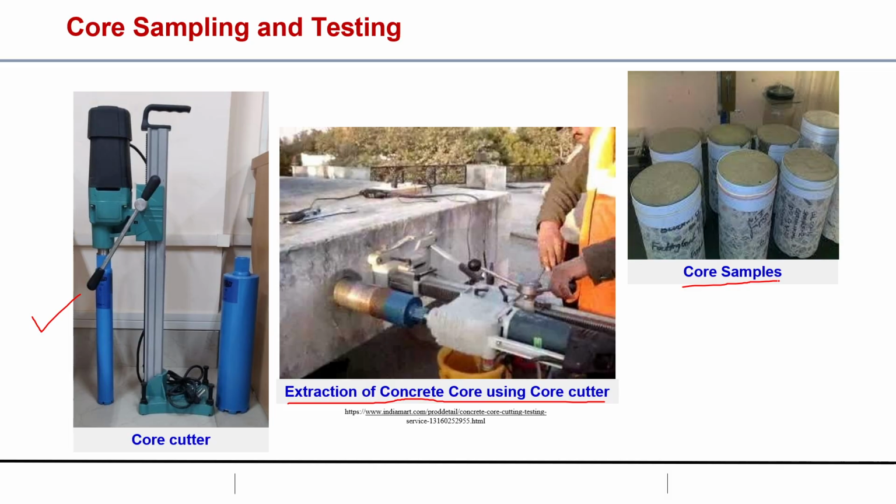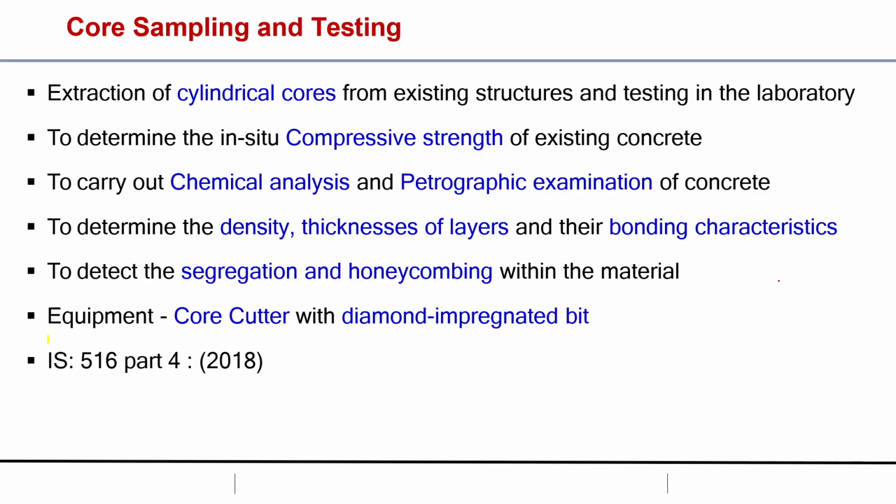So we are going to discuss this test in very detail. So first, core sampling and testing. In this test, we generally extract a cylindrical core from the existing structure, and then we test this in laboratory. Okay, now, so why do we extract and test core sample? So here are the main objectives: to determine the compressive strength of the existing concrete.